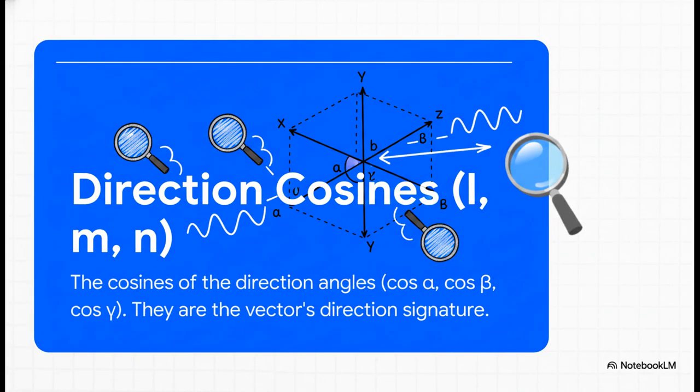Now, to make all this information useful for math, we do something specific. We take the cosine of each of those angles, and this gives us three numbers, which we usually call L, M, and N. These are the direction cosines, and a good way to think about them is as the official, standardized coordinates just for a vector's direction.